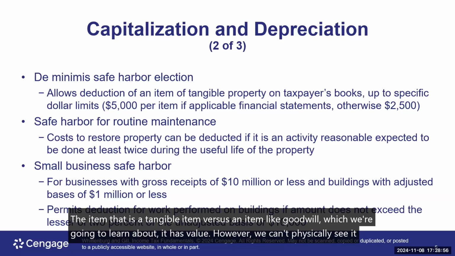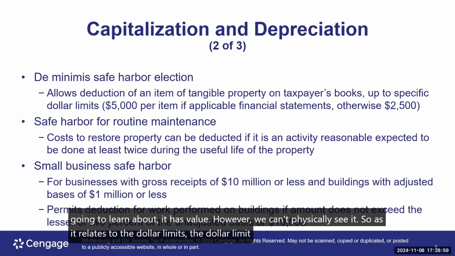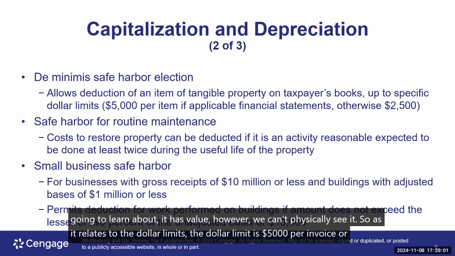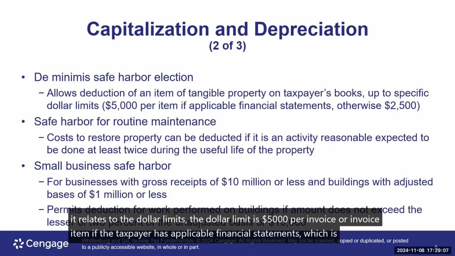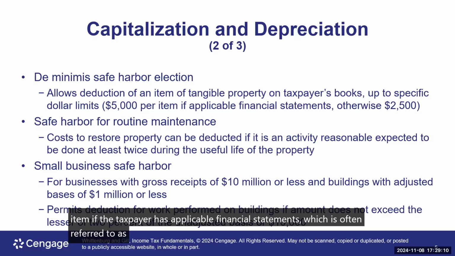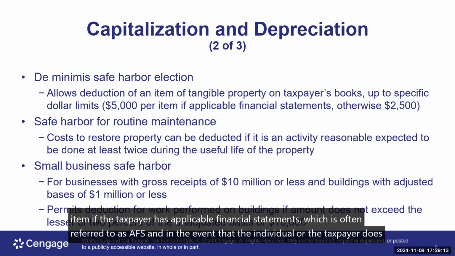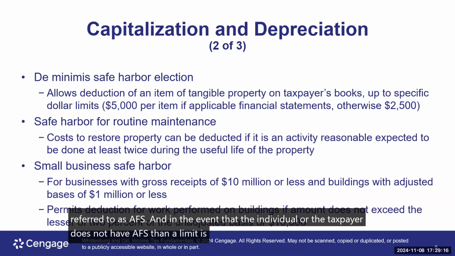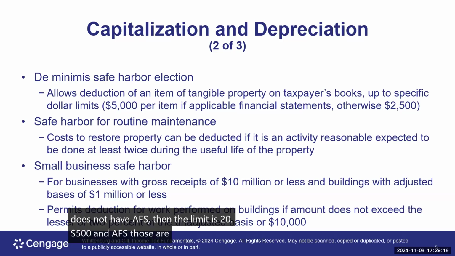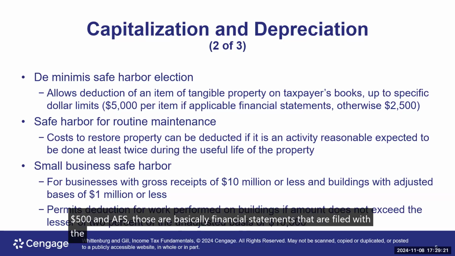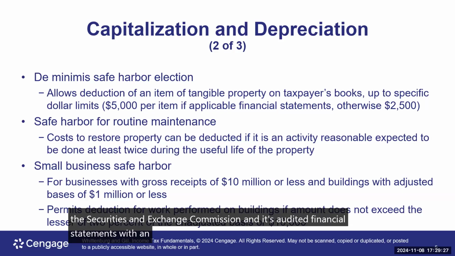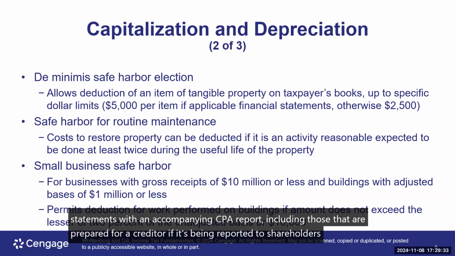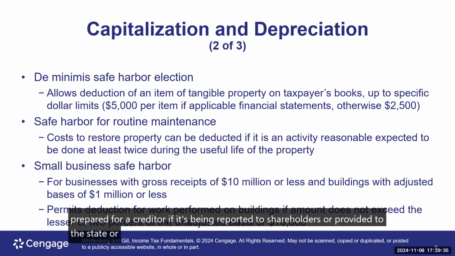As it relates to the dollar limits, the dollar limit is $5,000 per invoice or invoice item if the taxpayer has applicable financial statements, which is often referred to as AFS. In the event that the taxpayer does not have AFS, then the limit is $2,500. AFS are basically financial statements that are filed with the Securities and Exchange Commission, and audited financial statements with an accompanying CPA report, including those that are prepared for a creditor, reported to shareholders, or provided to the state or government agency.